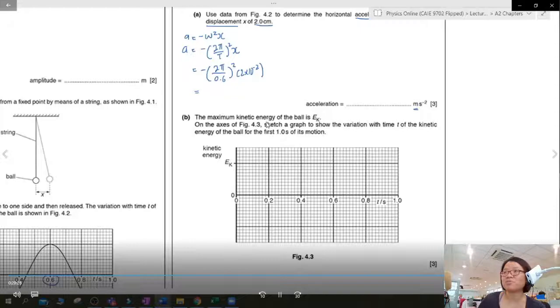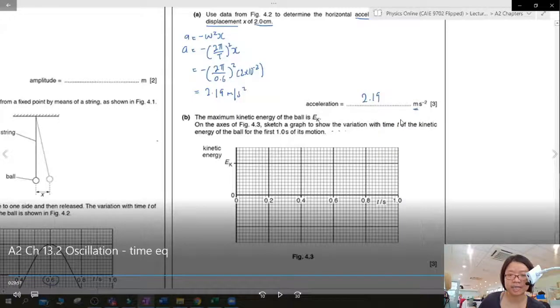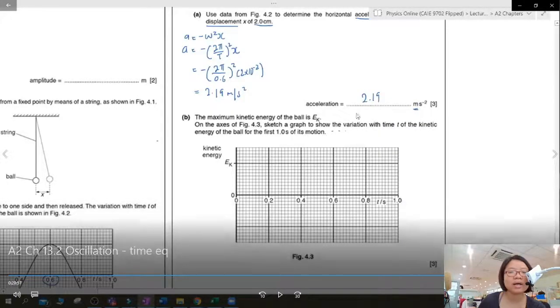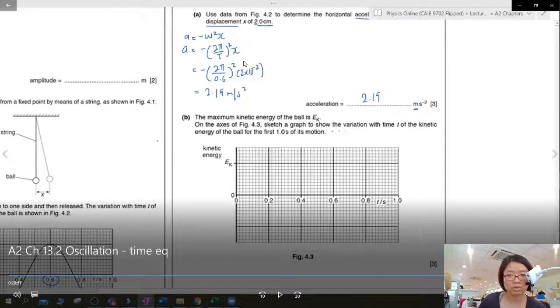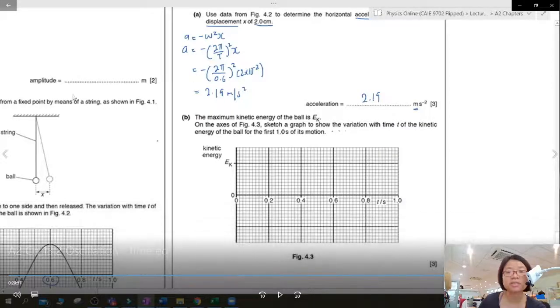Alright, so we substitute using the calculator. And then we will get the value of 2.19. I'm going to pause here to highlight that this thing is 3 marks. 3 marks for using a very simple equation. Don't let it slide. This chapter is easy.